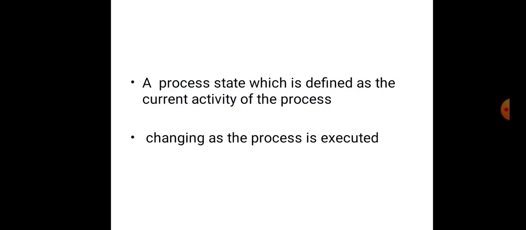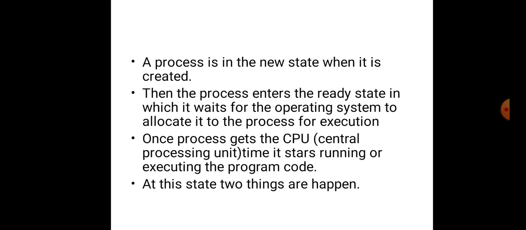A process state is defined as the current activity of the process. The current activity of the process changes as the process is executed. That means if the process changes from one state to another state, it is being executed. A process is in the new state when it is created. Then the process enters the ready state, in which it waits for the operating system to allocate the CPU to the process for execution. Once the process gets the CPU time, it starts running or executing the program code.